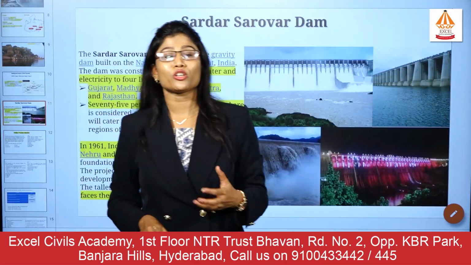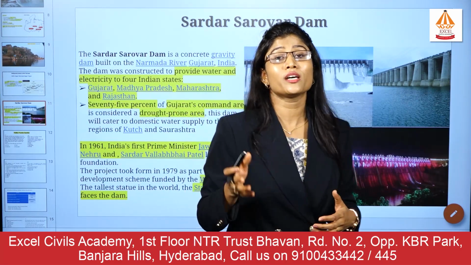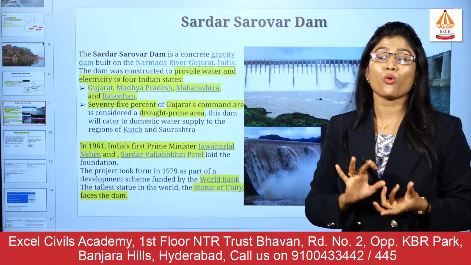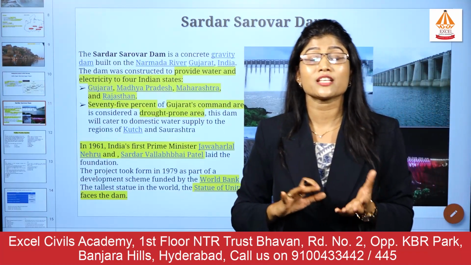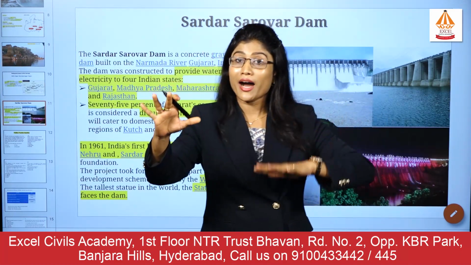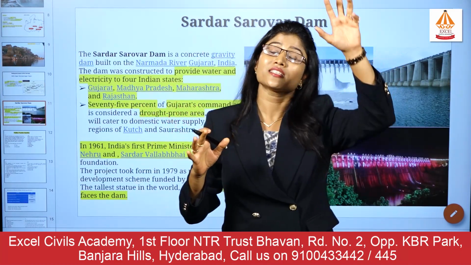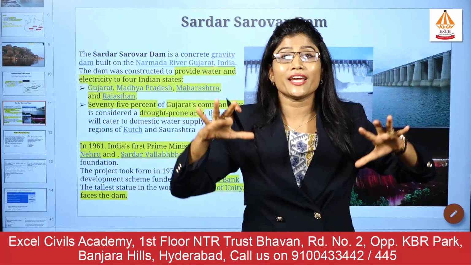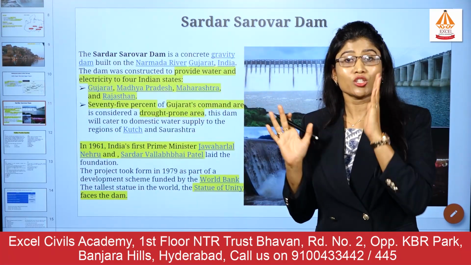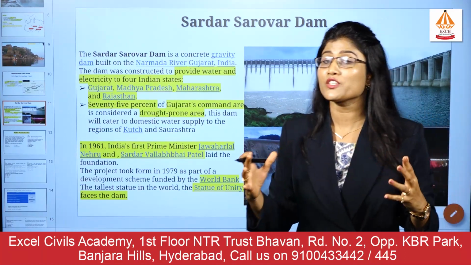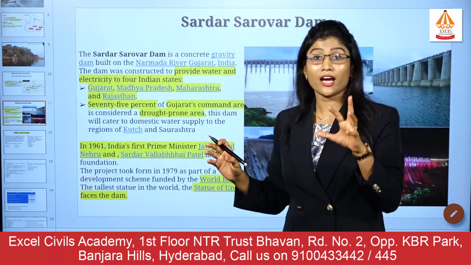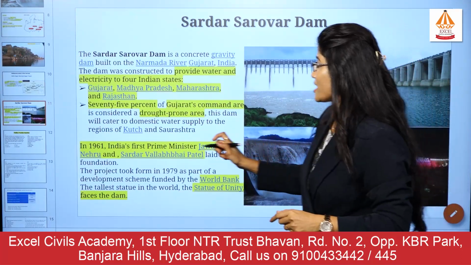Now, another important project is the Sardar Sarovar Dam or Sardar Sarovar project. This project is very important to provide electricity as well as water supply to 4 important states, that is Madhya Pradesh, Maharashtra, Gujarat as well as Rajasthan. So all these 4 areas, through this project, through canal irrigation or any other irrigation facilities, are getting water supply. Along with that, there is electricity supply as well.